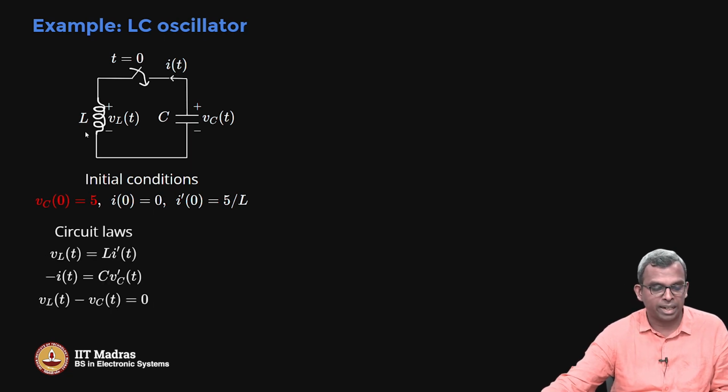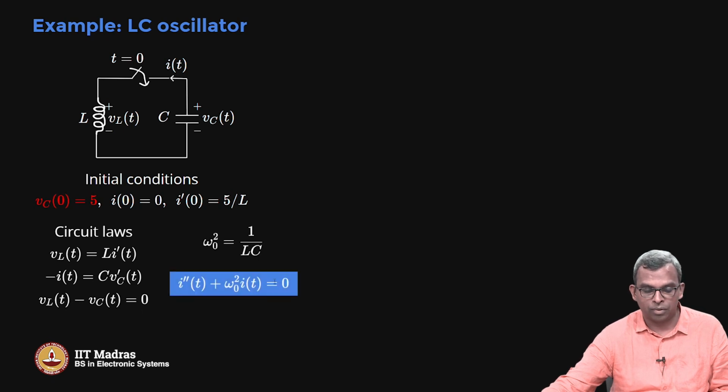And there are a few circuit laws. I am not going to go into detail here. VL of t is L i prime of t. Minus i of t is C Vc prime of t, since the current has to be in this direction for the capacitor, and VL of t equals Vc of t, right? VL of t minus Vc of t is 0. You manipulate with this. Basically, you differentiate this and use these here. You will get this fantastic looking equation which says i double prime of t plus omega naught squared i of t equals 0. And what is this omega naught squared? It's again the natural frequency of the LC, which is 1 by root LC.